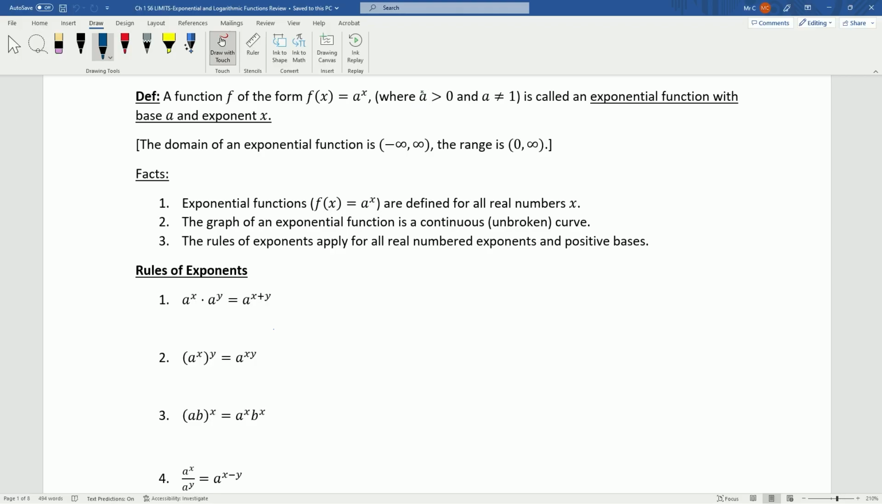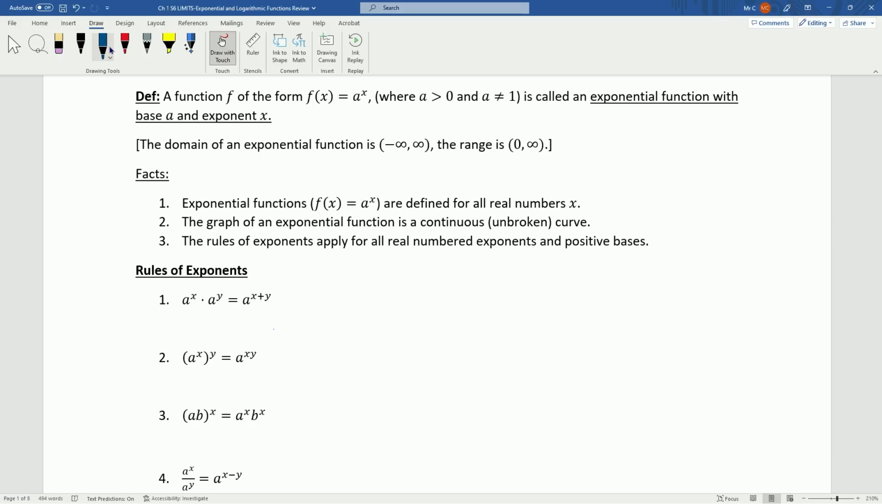And if a was negative, we would get some bizarre problems because then we could have something like a is negative 1, and x could be 1/2, which is the square root. And then we'd have the square root of negative 1, which is imaginary, right? You can't take the square root of a negative number, at least not in the real number system.